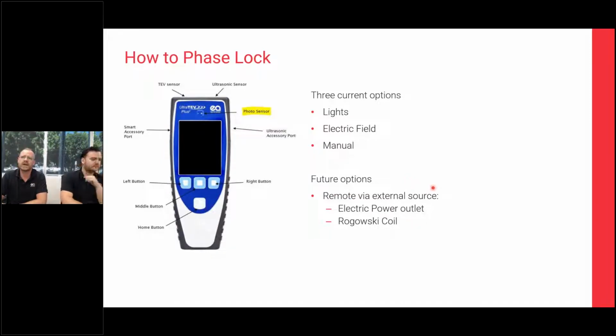Now in the future, we're going to release another accessory for the UltraTEV Plus 2 where we can remotely grab the phase lock, or I should say the phase reference. So what we'll have is a gadget that you can plug into a wall. This is how I understand it's going to work. It may look a little bit different to what I say, so don't take this as gospel. But we want to plug something into the wall, and it will generate a 50 hertz reference, and it will be picked up through the air by this, or through a Rogowski coil. So we should be able to do that.